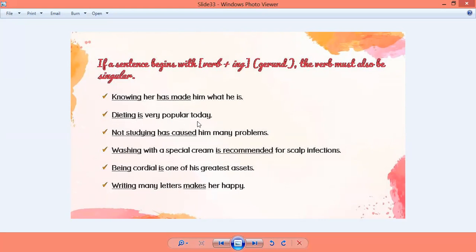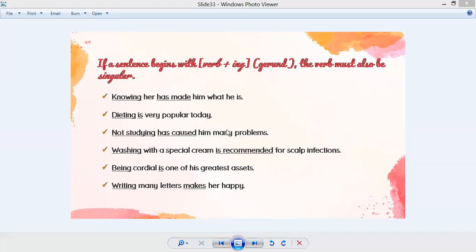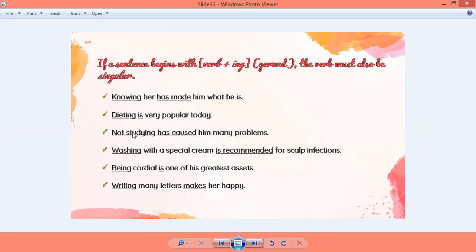Dieting is very popular today. यहाँ dieting are नहीं आएगा, right? Dieting आएगा. Why? Because dieting again is a gerund. Not studying has caused him many problems. Not studying वापस gerund, and that is why we have used has. Washing with a special cream is recommended for scalp infections. Washing is again a gerund, and that is why we have used is recommended, right? Being cordial is one of his greatest assets. Being is a gerund, and hence यहाँ पे are नहीं आएगा, is आएगा.